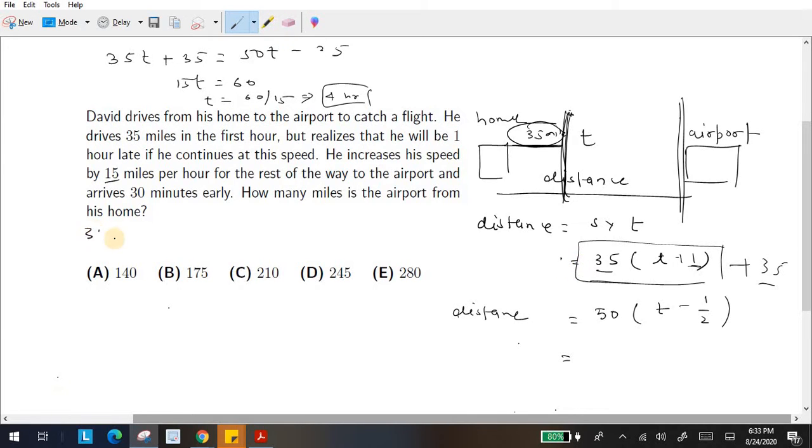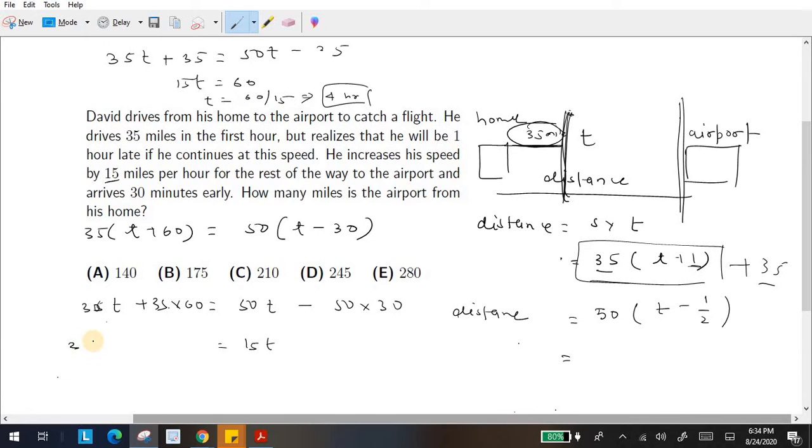Let's suppose this is going to be 35 times t plus 60 equal to 50 times t minus 30, right? So that is going to be 35t plus 35 times 60 equal to 50t minus 50 times 30. If you take this side, this is going to be 15t equal to 35 times 60 plus 50 times 30. And then you divide by 15.